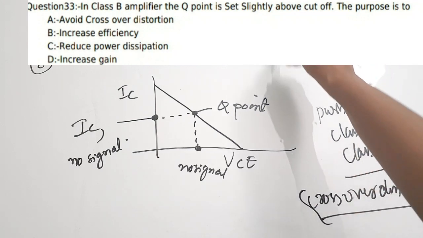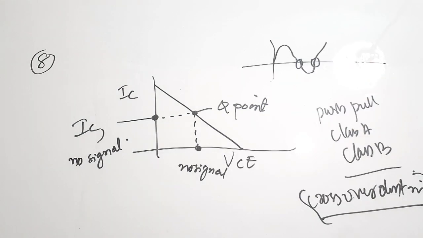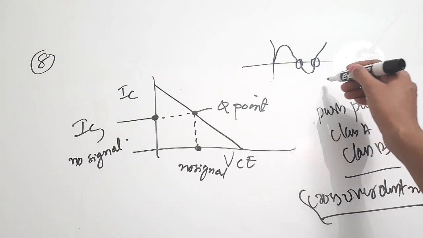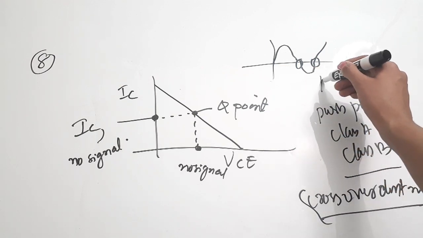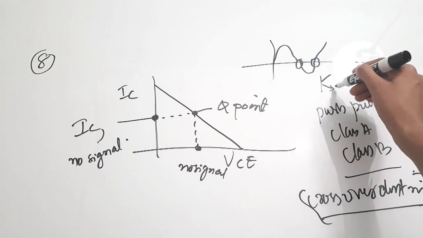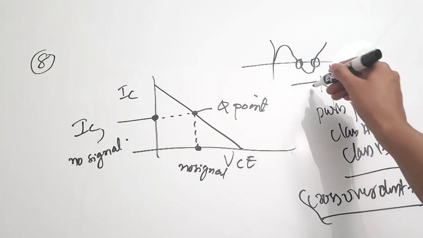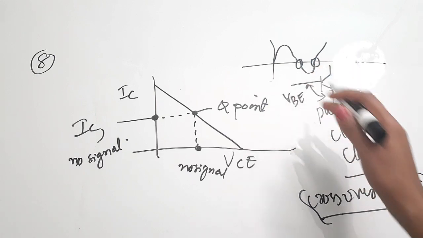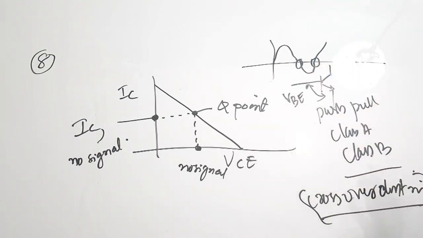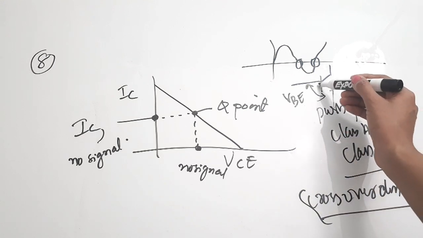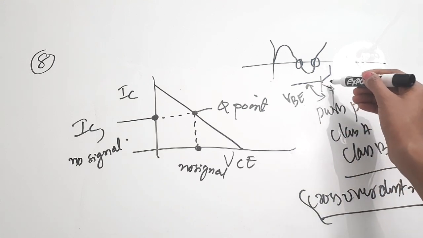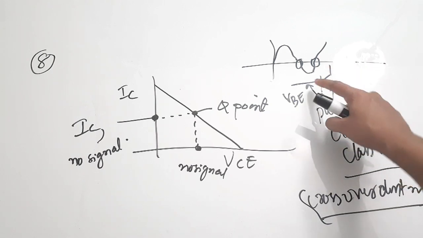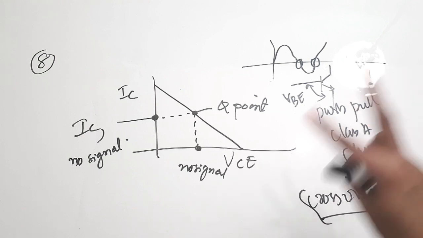So this crossover distortion is actually happening because we know that for a transistor, in order to turn on the transistor, there is a voltage called base emitter voltage, VBE. This voltage is primarily helping to turn on the transistor, right? And this voltage is actually the built-in potential of this junction. We know that there are PN junctions connected in a transistor, right? 2 PN junctions are there.